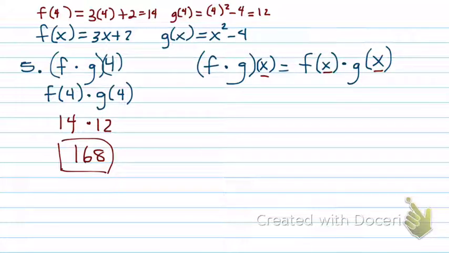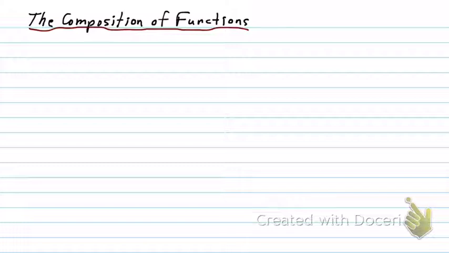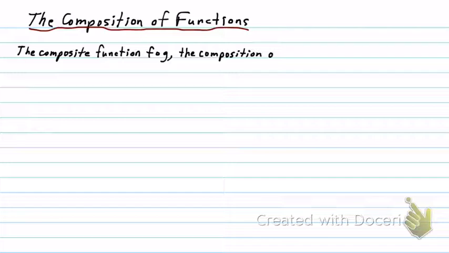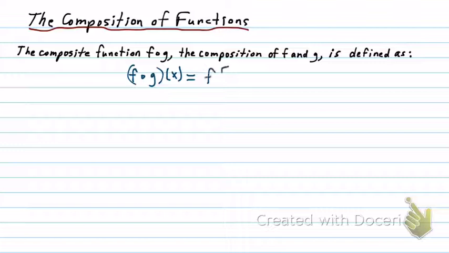Let's move on to the composition of functions. So this is the one that's a little bit more complicated. The composite function, f of g, the composition of f and g, is defined as, and I just want to look at this right here. This is read f of g of x, or the composition of f with g or f and g.